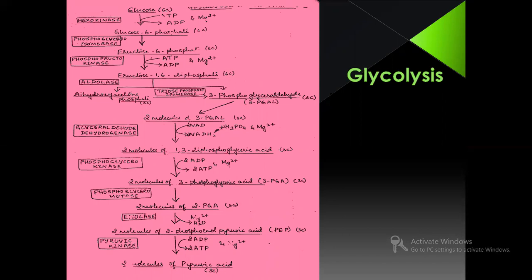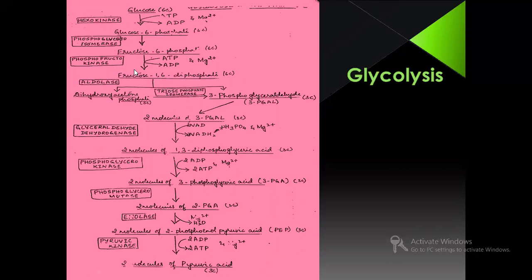Glycolysis is a linear sequence of reactions by which the glucose compound, which is a 6-carbon compound, is enzymatically, in the presence of enzymes, converted into 2 molecules of pyruvic acid. That is your pyruvate, which is a 3-carbon compound. So glycolysis is a linear sequence of reactions where a glucose molecule of 6 carbon atoms is converted into 2 molecules of pyruvate or pyruvic acid, which is a 3-carbon compound.